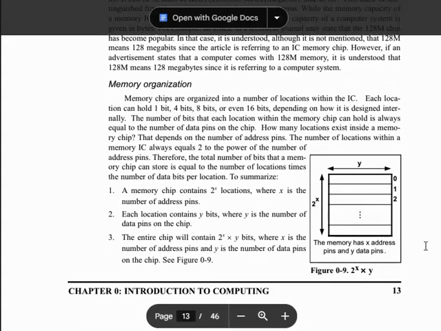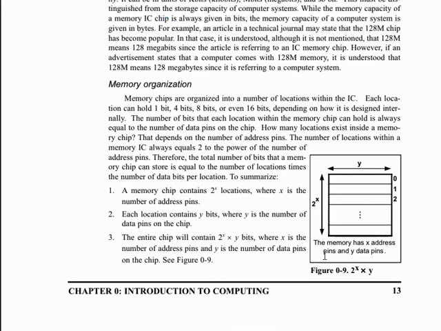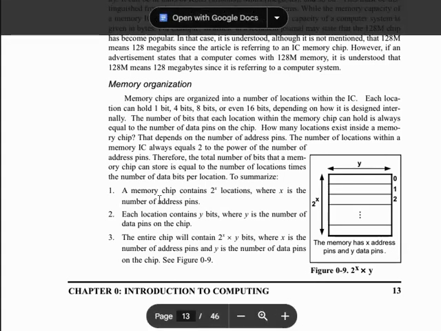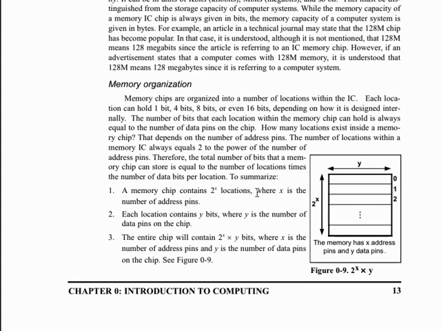Memory organization. This diagram tells us the memory has X address pins. This is the X, and the Y tells the data pins. A memory chip contains 2 to the power X locations, where X is the number of address pins. Each location contains Y bits, where Y is the number of data pins on the chip. The entire chip will contain 2 to the power X times Y bits. Memory chips are organized into a number of locations within the IC, like different locations of different numbers within the IC a computer is using.